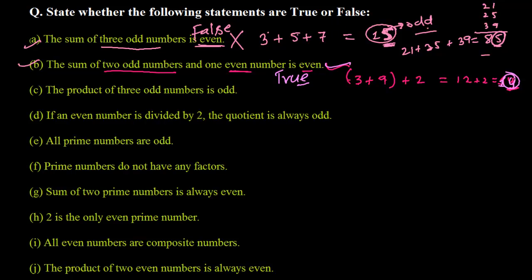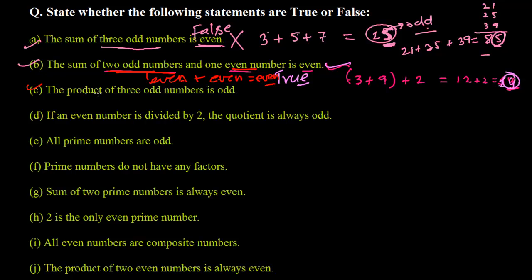And if you want to know the previous method, we had already learned that the sum of two odd numbers is always an even number, and then plus one even number, and again the sum of two even numbers is always an even number, which we learned in the last video. So that's true. Now let's go for the third one.